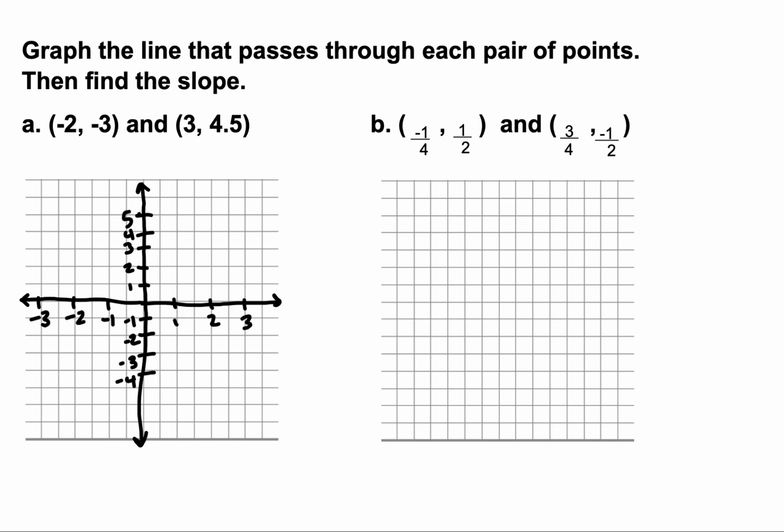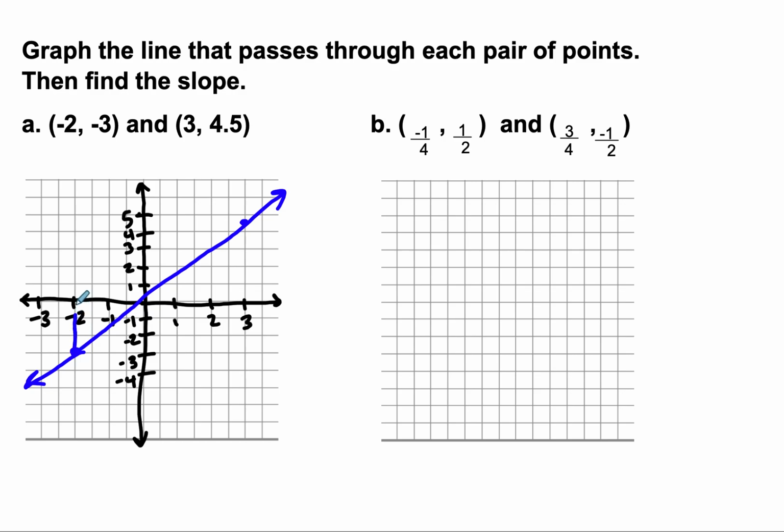All right, so now I'm ready to plot my points. -2, -3: over -2, down to where -3 is, make a point. 3, 4.5: so over 3 up to where 4.5 would be. That's going to be halfway in between 4 and 5. Connect those with a straight line. Arrows on the ends extend that line through the graph space.